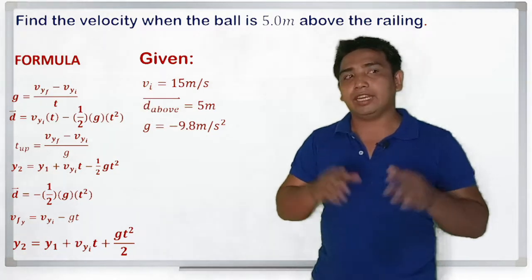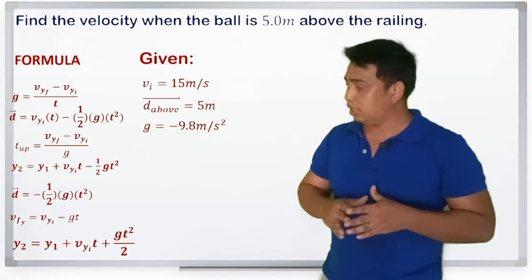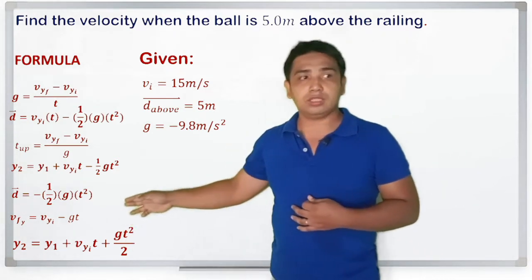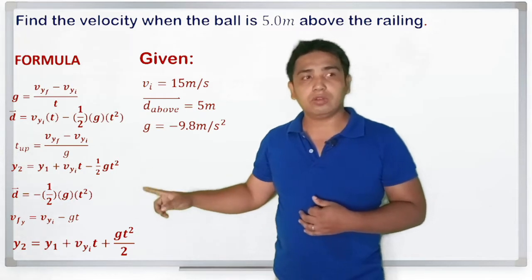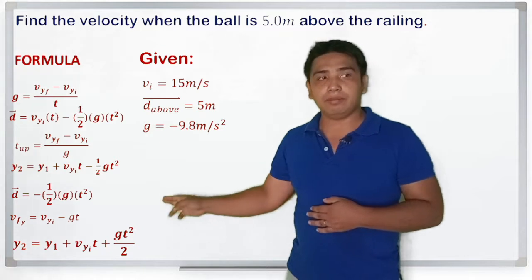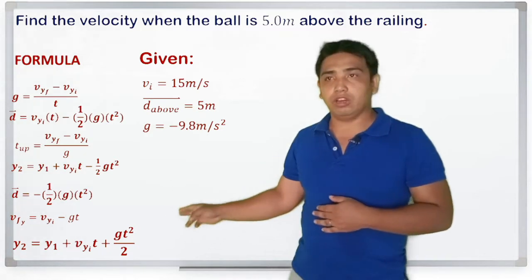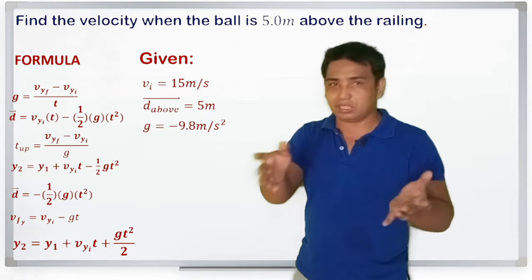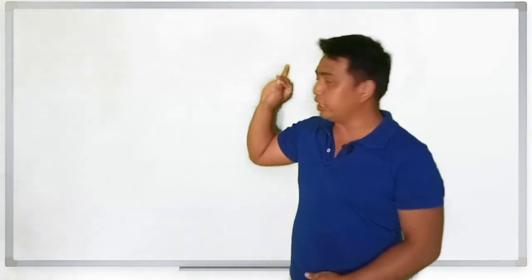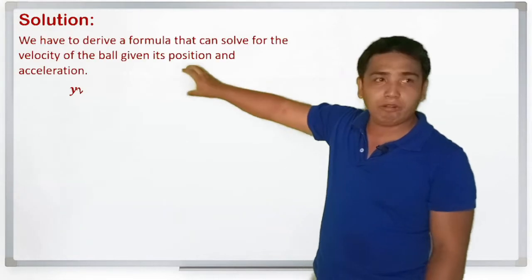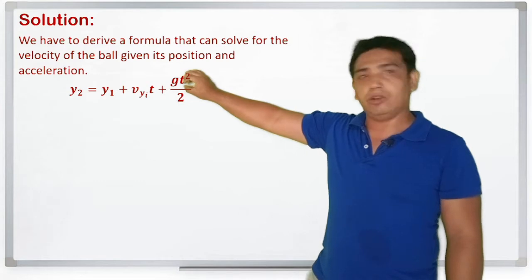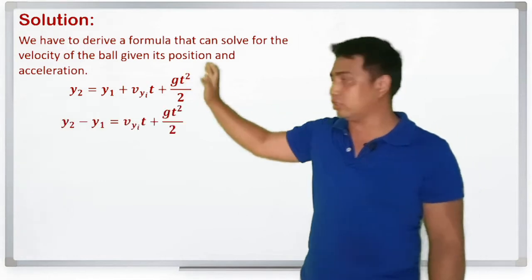Since it has something to do with the position, we can choose this one as our starting point, which is the formula y sub 2 is equivalent to y sub 1 plus vyi times time plus gt squared all over 2. So the sign convention, we just leave it as that, and we get that equation. If we get that equation, we can put it right here, and then isolate the element of position to the other side.